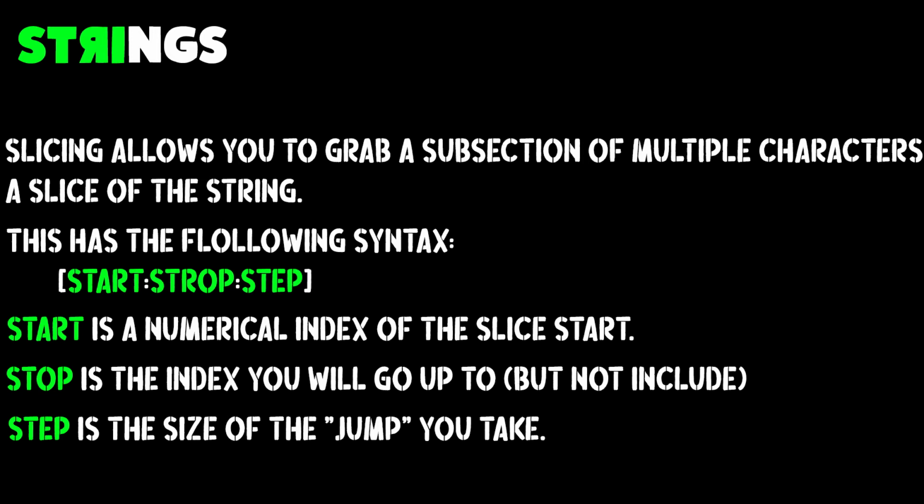So in the previous example, if we were willing to grab the ell, we would have started with e, whose index was 1, and then we would have ended with the second l, whose index was 3, and the step would have been 1 because we wanted to go with one increment. To explain further, start is the numerical index for the slice start, and stop is the index you will go up to but not include. Step is the size of the jump you want to take.